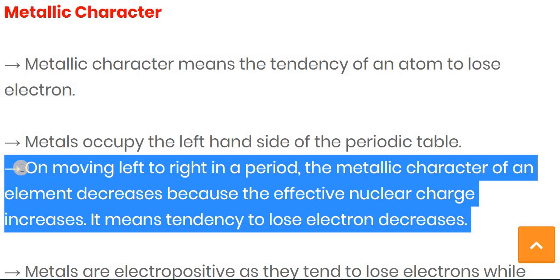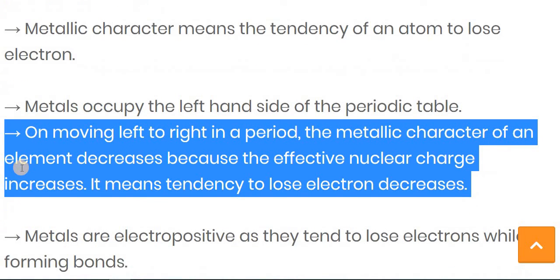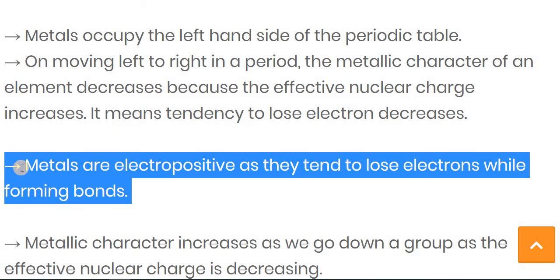Why? Because metallic character means the losing tendency of an element, but if you move from left to right, then the capacity of losing the electron decreases. Why? Because a strong attraction force occurs between the nucleus and the outermost orbit, due to the more positive charge, the electron is attracted more to the nucleus, so the element cannot easily lose the electron. The second point is that metals are electropositive, as they tend to lose the electron while forming a bond.